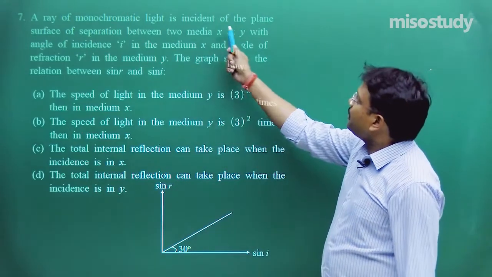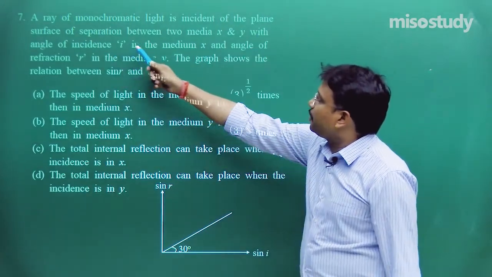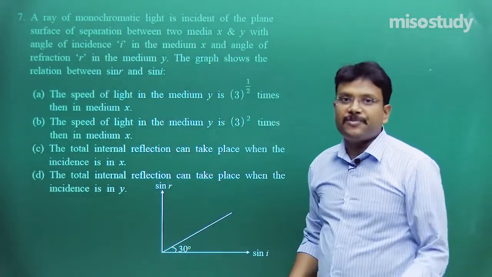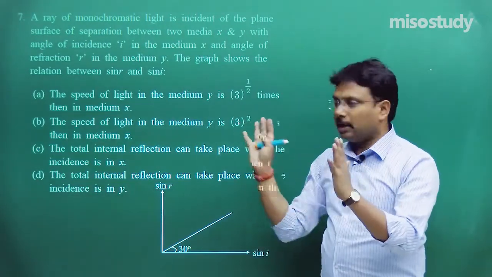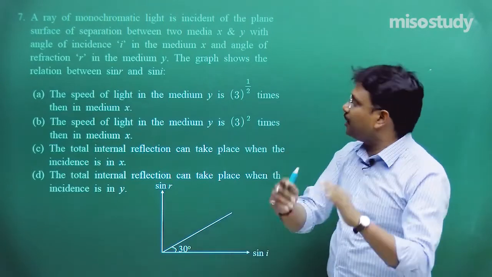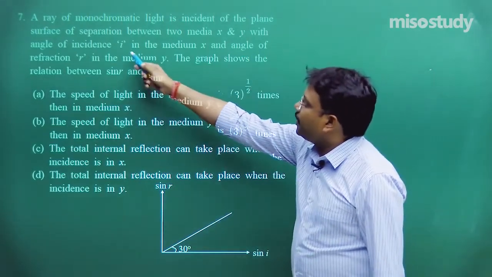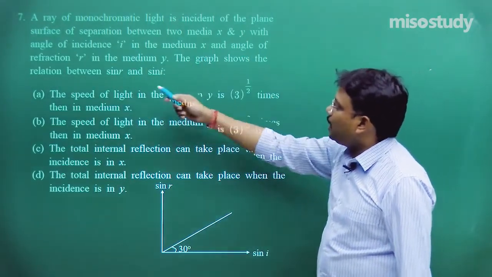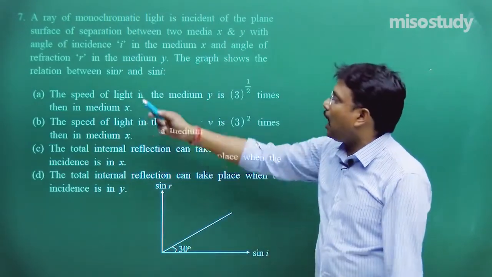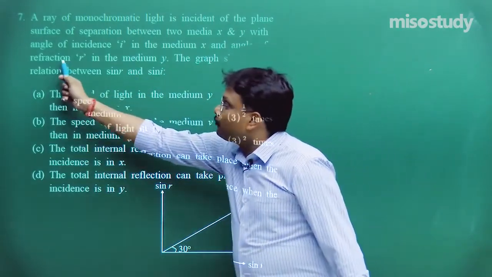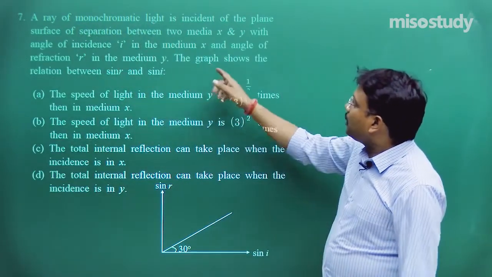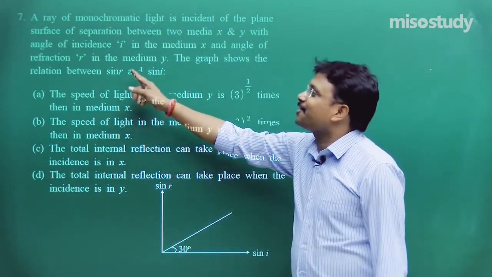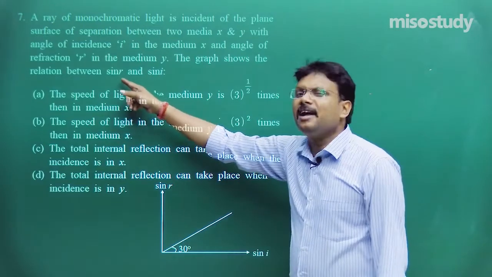Incident on the plane surface of separation between two media, X and Y. I will draw the diagram, but first I am just giving you the basic idea. With angle of incidence I in the medium X and angle of refraction R in the medium Y. Be careful with this word. The graph shows the relation between sin I and sin R.